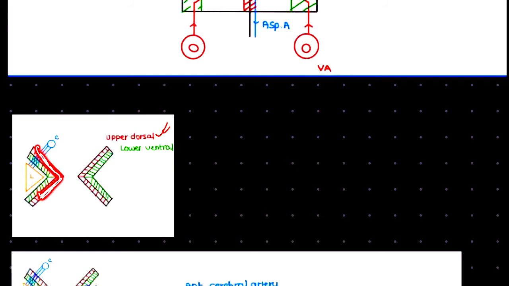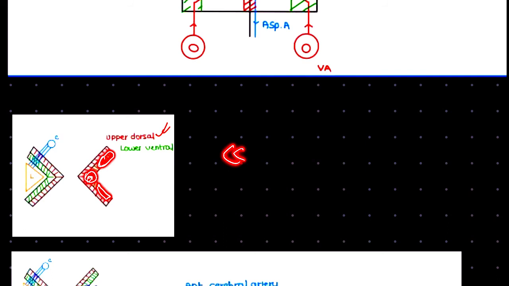Now what about the lower ventral part? This lower ventral part is divided into different limbs. What are its limbs? This is our anterior limb, this is the genu, and this is our posterior limb.